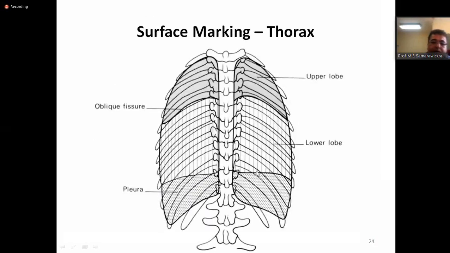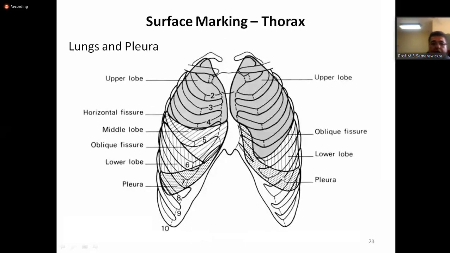and posteriorly, it crosses the 10th rib, right, at the level of the lateral border of the erector spinae muscle, right? So that is how the posterior border then meets the inferior border along the lateral part of the vertebral column. That is how you have to mention the surface marking of the lung. So if you know the lungs, then you should know how to surface mark the pleura, right?